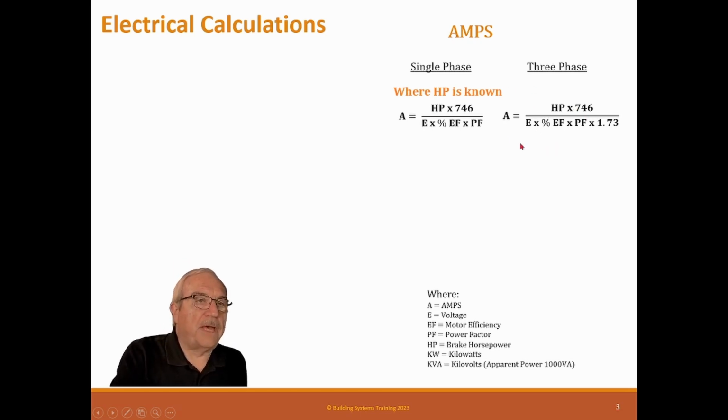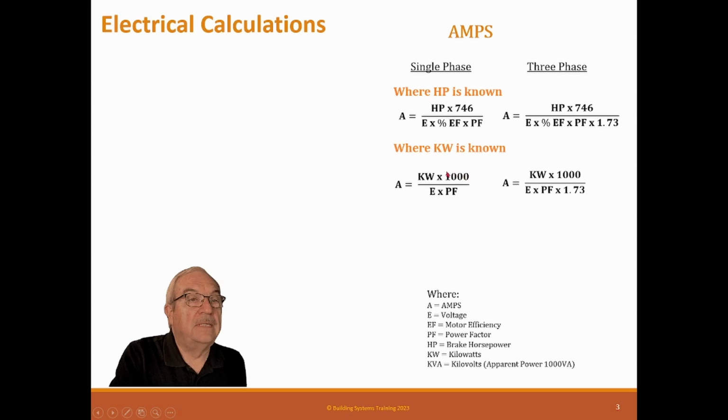Now, phases matter because it uses different current amounts. For the same amount of work, it takes more to do a single phase than it does three phase. So where kW is known, amps equals kW times 1,000 over E times PF, the power factor again. And in three phase, it's kW times 1,000 divided by E, power factor times 1.73 again.